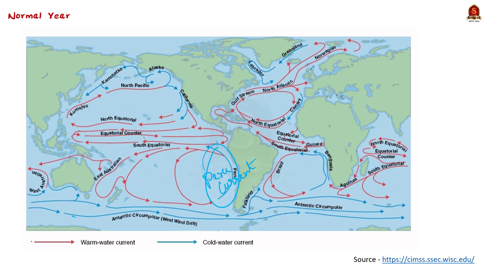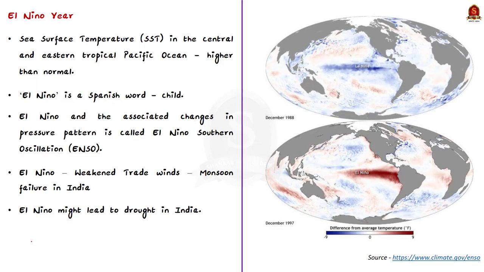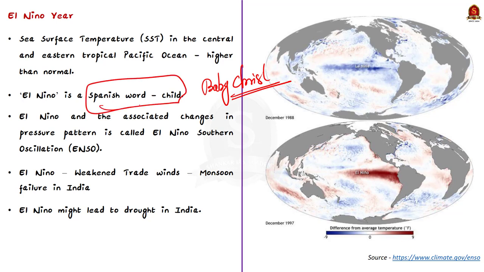And this warm current starts flowing during Christmas. Therefore, Baby Christ was the name given to this event. See, El Nino is a Spanish word meaning child, and it refers to the baby Christ. See, this oceanic event is associated with changes in pressure patterns in the southern oceans. And the change in the pressure pattern is called southern oscillation. See, El Nino and the associated southern oscillation is shortly called ENSO.